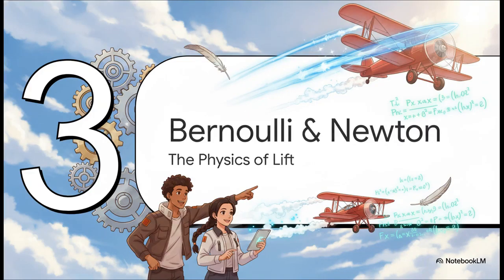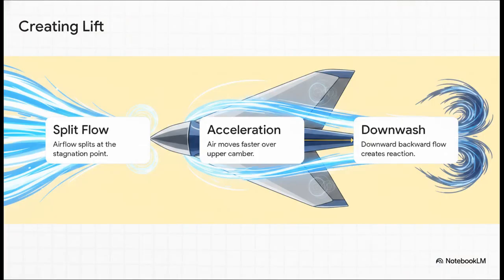Okay, Section 3, Bernoulli and Newton. The physical laws that make all this lifting action happen really boil down to these two famous names. First, the oncoming airflow hits that leading edge and virtually stops at what we call the stagnation point, right before it splits. Second, because of that pronounced upper camber, the air traveling over the top is forced to move much faster to keep up. And finally, that faster air meets the slower air back at the trailing edge, creating a downward-backward flow called downwash. It's an elegant process that perfectly combines the laws of pressure and air forces in a totally logical aerodynamic flow.